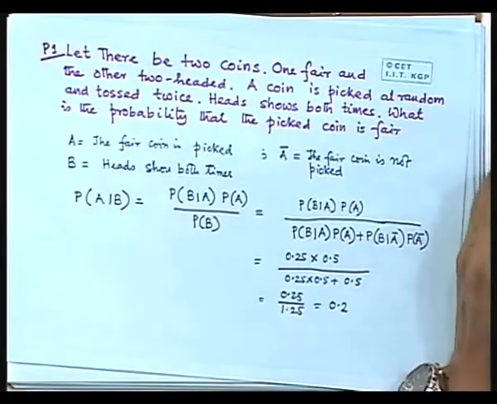So what you are effectively saying is that if you see both heads coming up, then there is a much higher probability that the coin you have picked is actually the two-headed one, because the probability that you have picked the fair coin and got two heads is actually rather low, right?